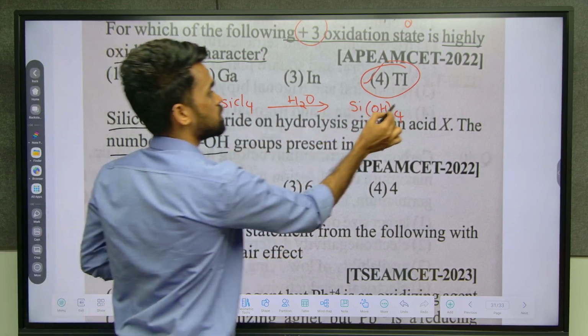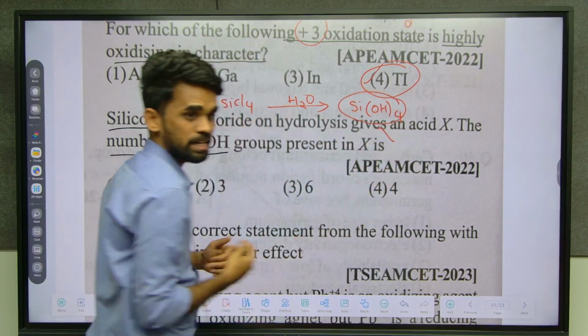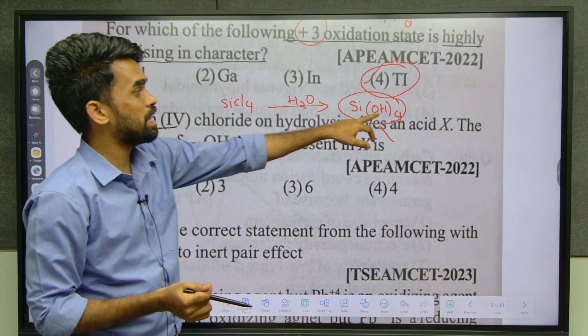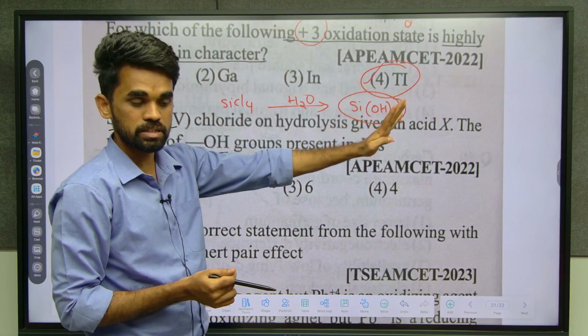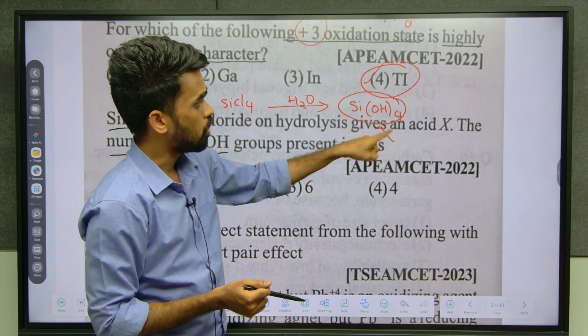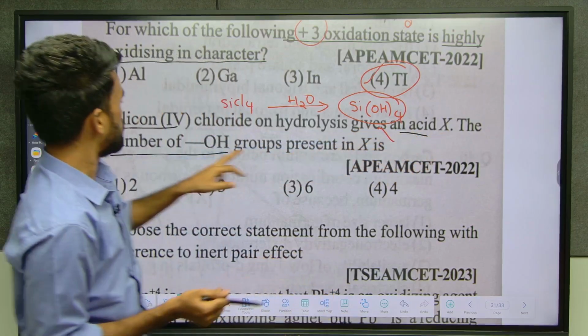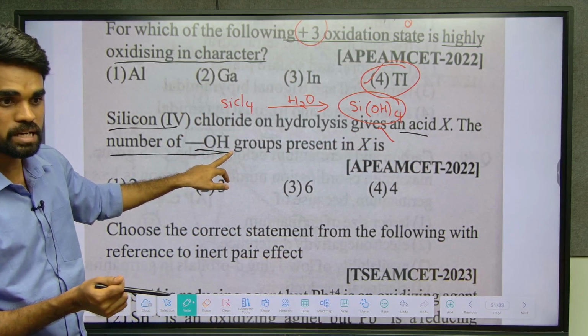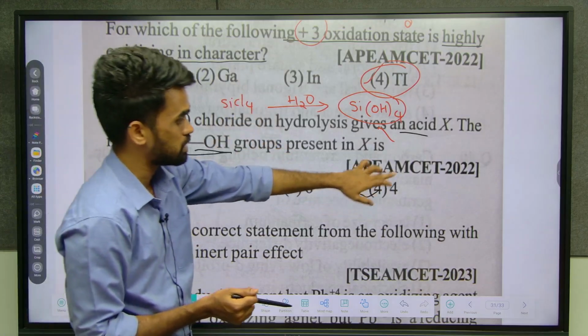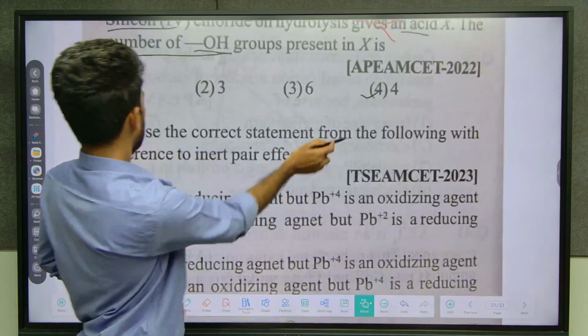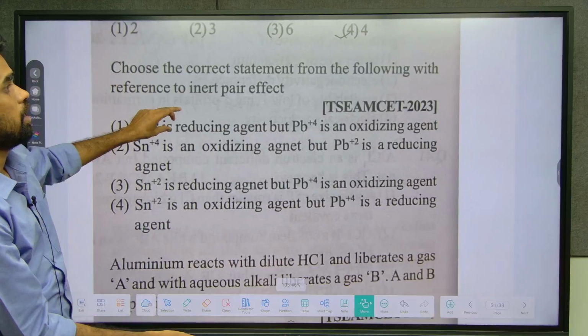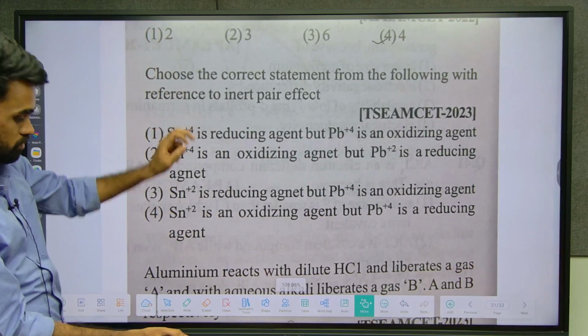So you can call this compound as a silicic acid. What is that? So it can release all 4 hydrogens. Okay. So now how many H plus ions an acid gives, X number of OH groups. How many OH groups are there? 4. So what is your answer here? 4. Next. What about this one? I know you can answer this very easily.